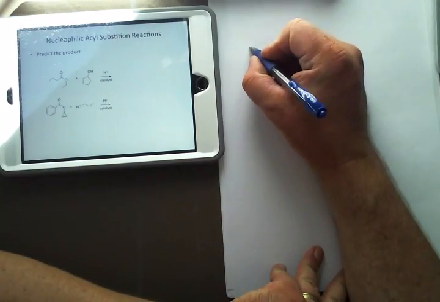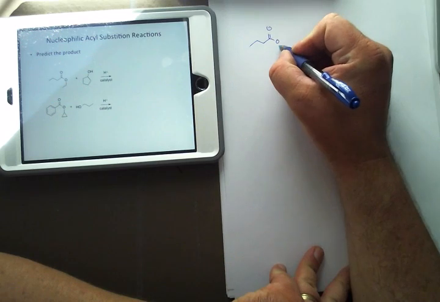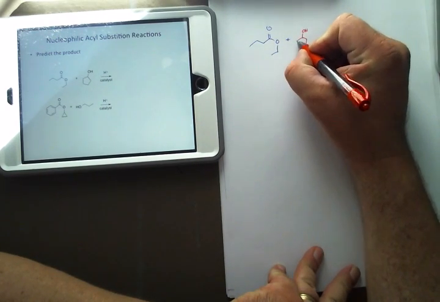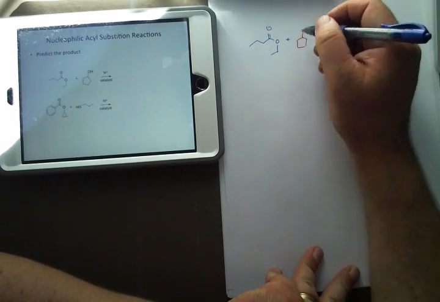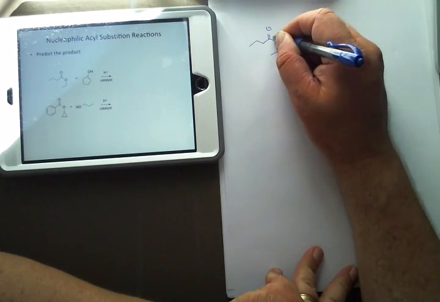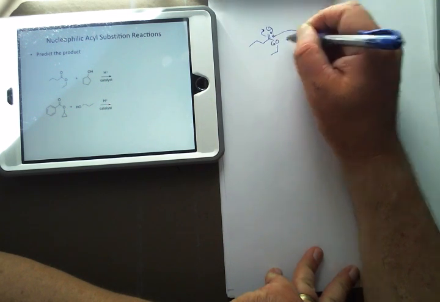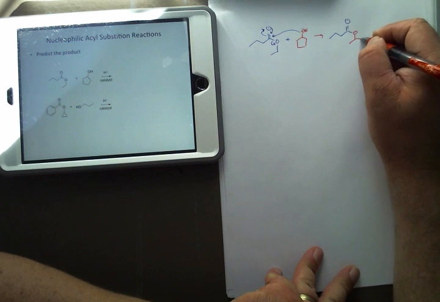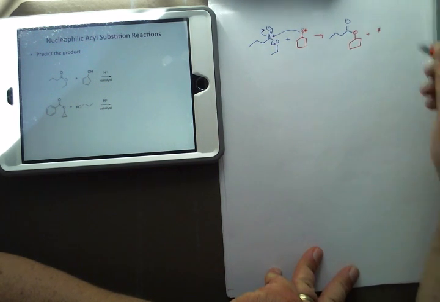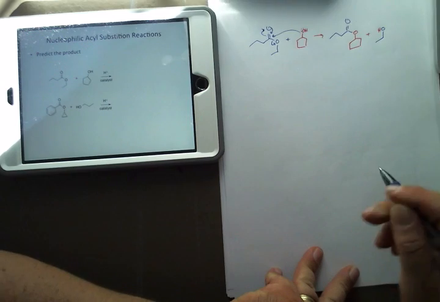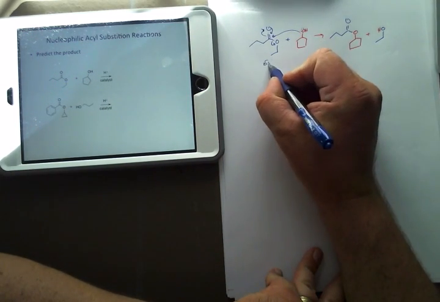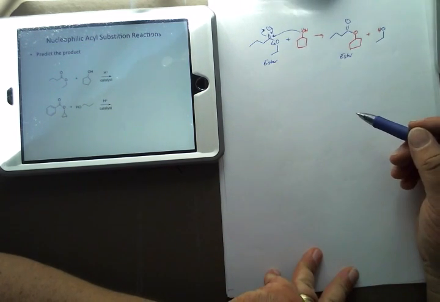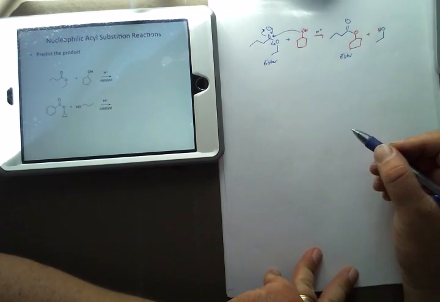Okay, so predict the product. Okay, so here we go. These lone pairs, they're up, down, kick away. H. There you go. And you're going from ester to ester, so you're fine. It's just the normal stuff. I guess you want to add acid catalyst in there.